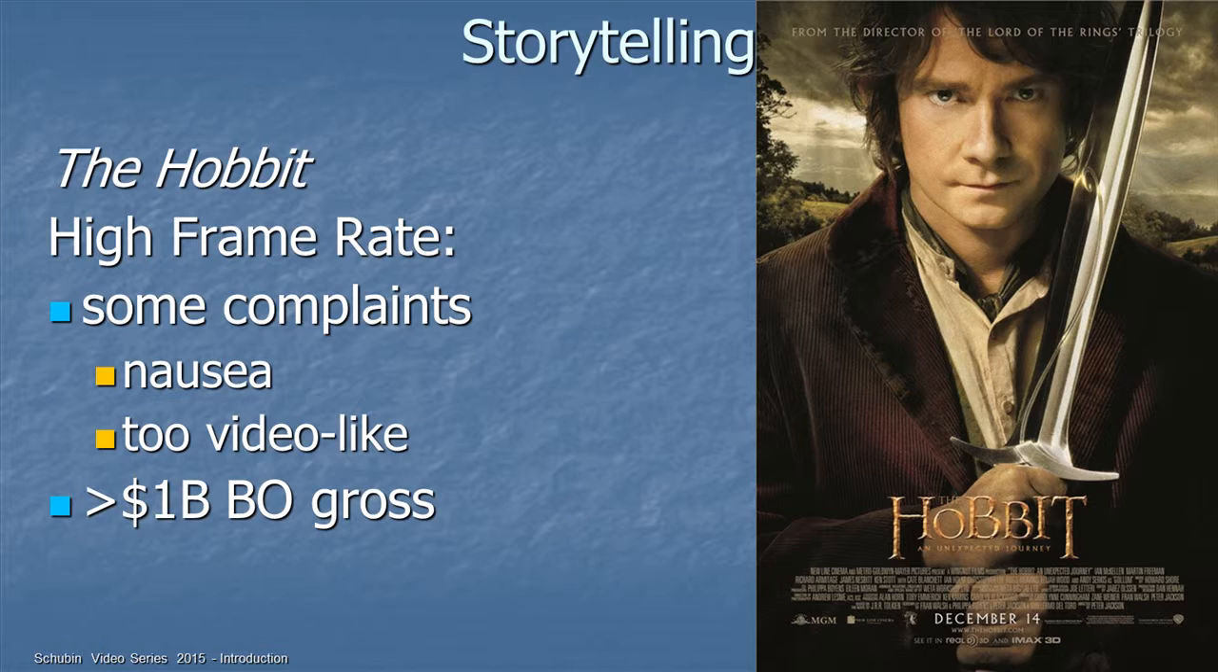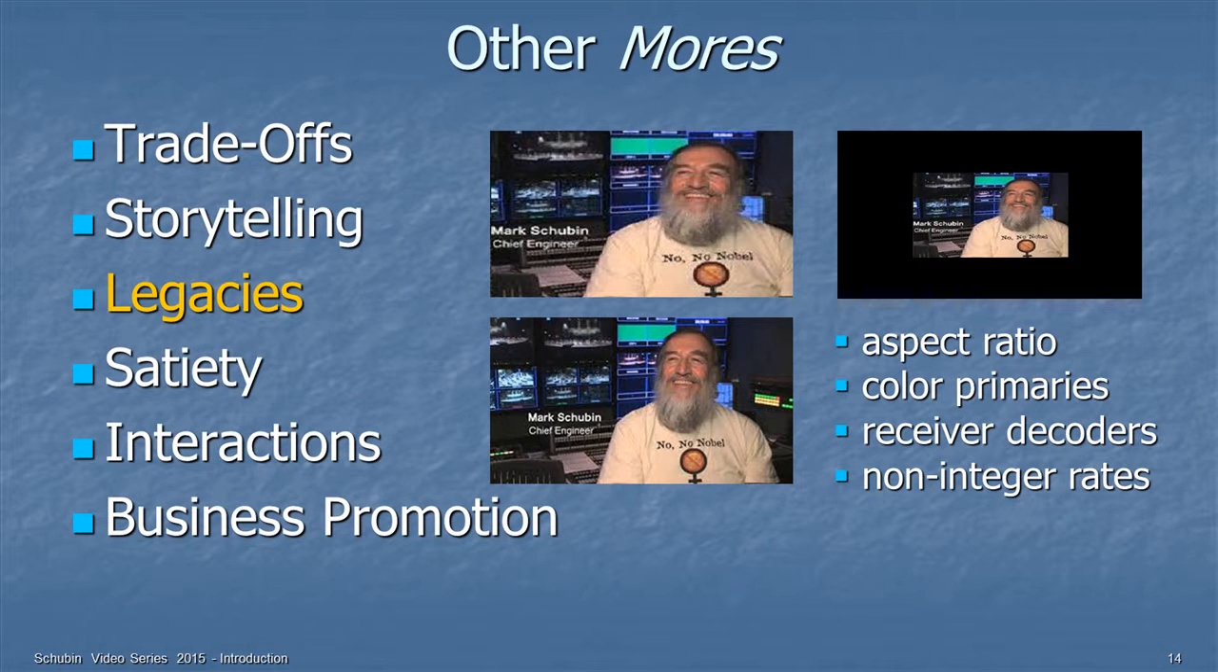Other people said they had a hard time with suspension of disbelief because it seemed to be too video-like. But that was a small number of viewers who had those complaints, and whatever you may think of The Hobbit, it earned more than $1 billion in box office gross. So higher frame rate is not necessarily a bad thing, just as we've found that sound and color are not necessarily bad things.